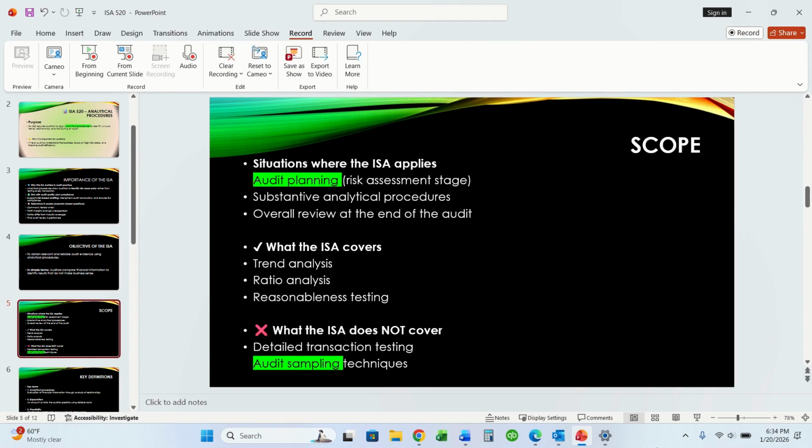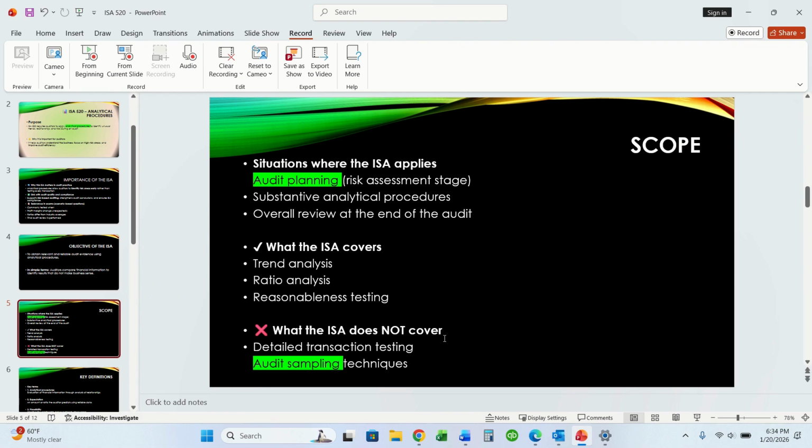Now, what is audit planning? Audit planning means deciding in advance how the audit will be carried out, what areas to focus on, and how much work is needed. What is its objective? To ensure the audit is performed efficiently, identify high risk areas, allocate audit resources properly, and reduce audit risk. What the ISA covers: trend analysis, ratio analysis, and reasonableness testing. What the ISA doesn't cover: detailed transaction testing and audit sampling techniques.